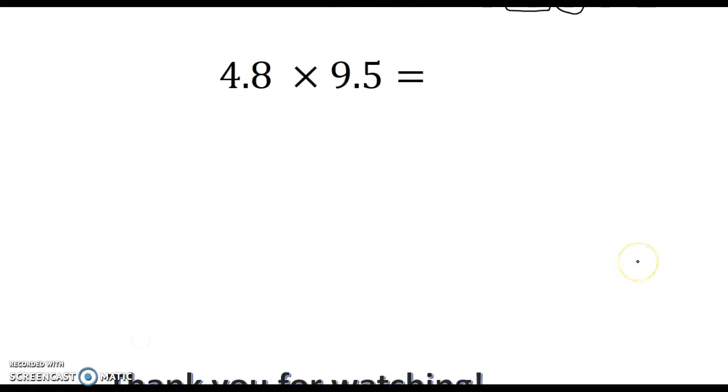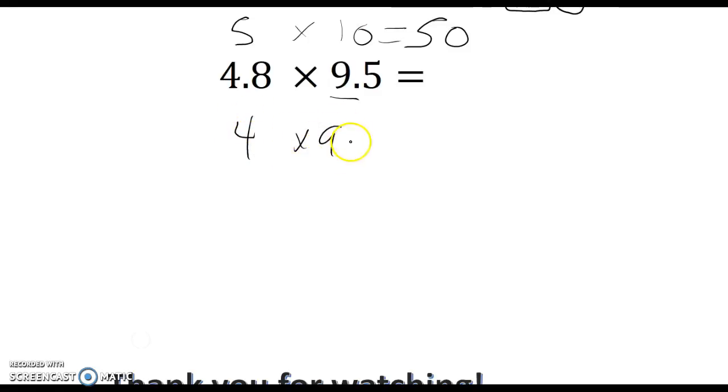All right, on this last one, we're going to start by doing an estimation. So 4.8 or 4 and 8 tenths is pretty close to 5 times 9.5 or 9 and 5 tenths is pretty close to 10. And let's see, that's my high. So on my high side, it should be about 50. On the low side, if I round this to 4 and 9, I'm going to get something close to 36.